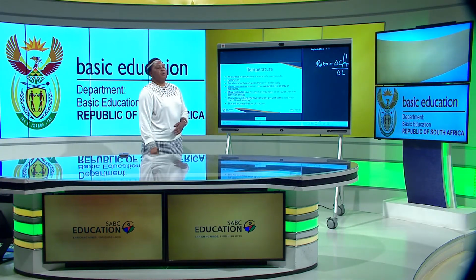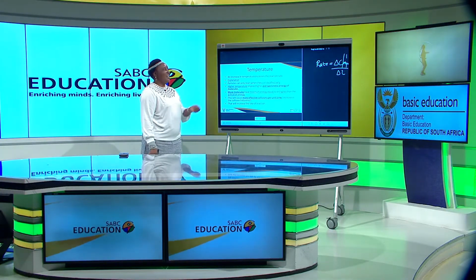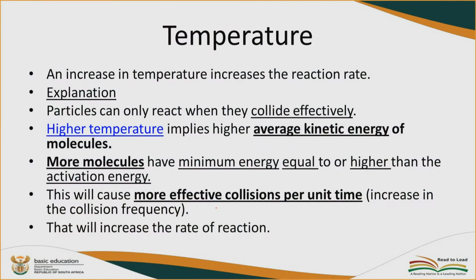Temperature. What does temperature do? Same thing, an increase in temperature increases the reaction rate. But what is the explanation? What happens when you increase temperature? An increase in temperature increases the average kinetic energy. In physics, you have defined kinetic energy. And I've told you at the beginning, in order for the particles to collide effectively, they need energy. So kinetic energy is the energy possessed by a moving object. So the particles need to move, and in order for the particles to move, they need energy. And that energy is called average kinetic energy.